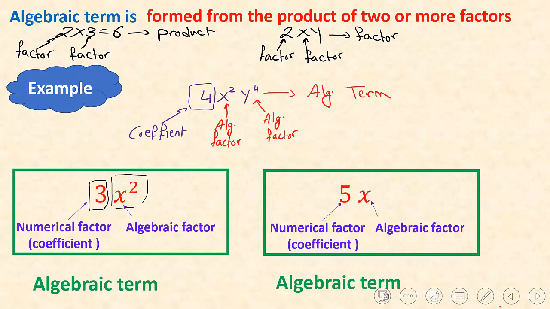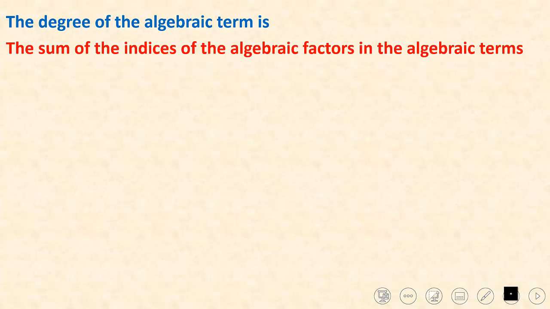Let's go now and see how I can determine the degree of an algebraic term. The degree of an algebraic term is simply the sum of the indices of the algebraic factors in the algebraic term. The indices here mean powers. We know that the algebraic factors consist only of unknowns, so the degree of the algebraic term is determined by the sum of powers of the unknowns.